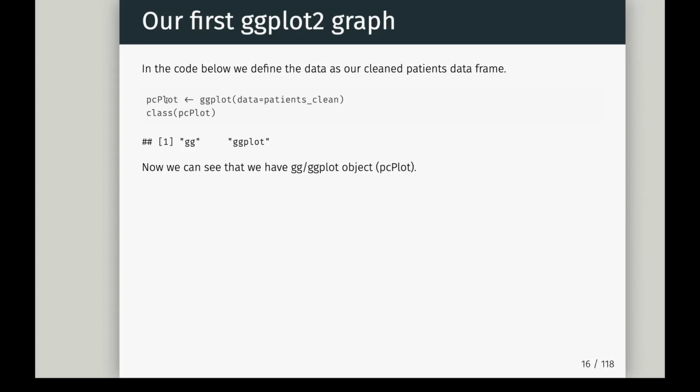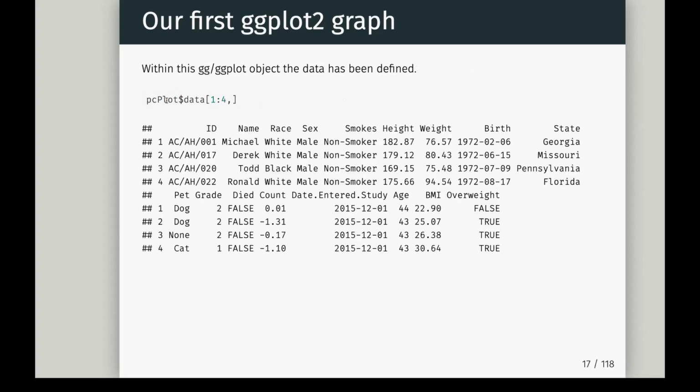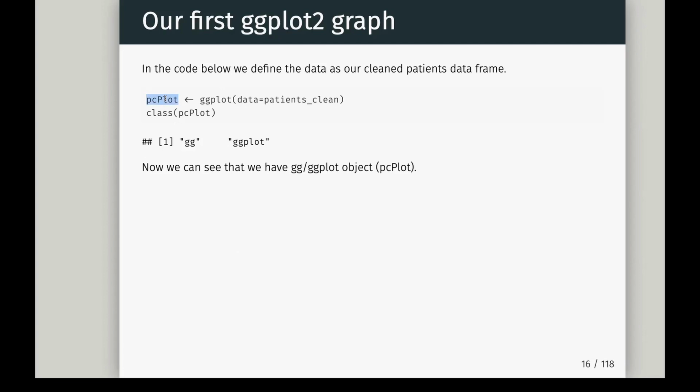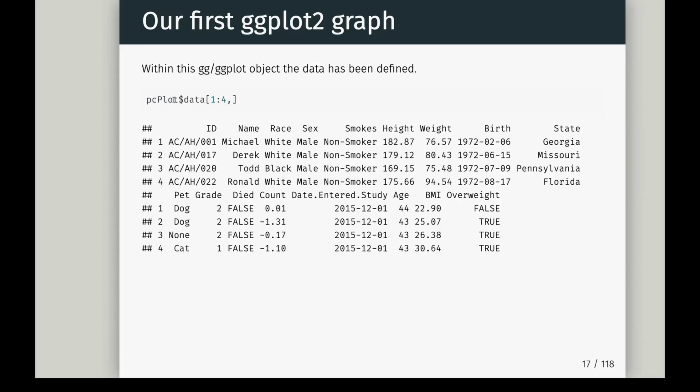If I look at that object, it's the first time we've actually seen any other type of object. This is a ggplot object. This is a new type of object. We don't know how to interact with it yet, but we're going to see. We've assigned that to this PC plot. That object actually contains the data now, and I can look at that in much the same way as I would look at a column in a data frame or an element of a list. I can do dollar sign, data, and we can see we have an exact copy of the data now inside the object.